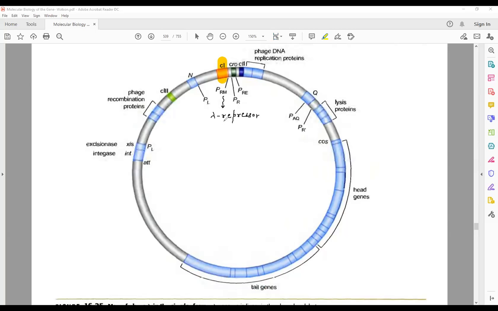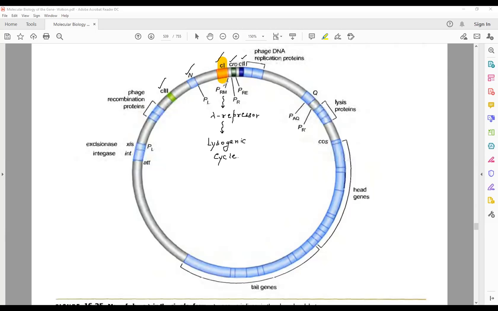And lambda repressor will be the one that will induce the lysogenic cycle. Okay. Now, please listen here very carefully. The genes which are present are C3, C1, CRO, C2.